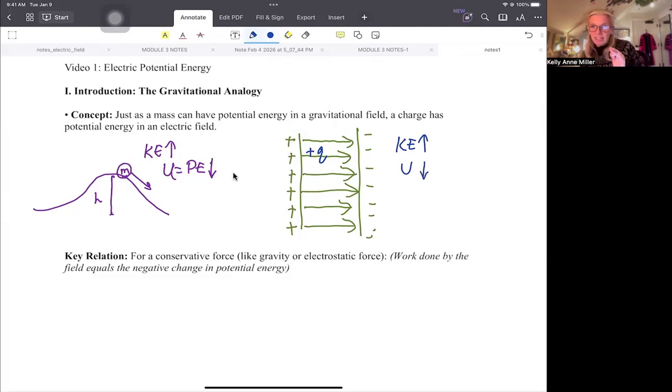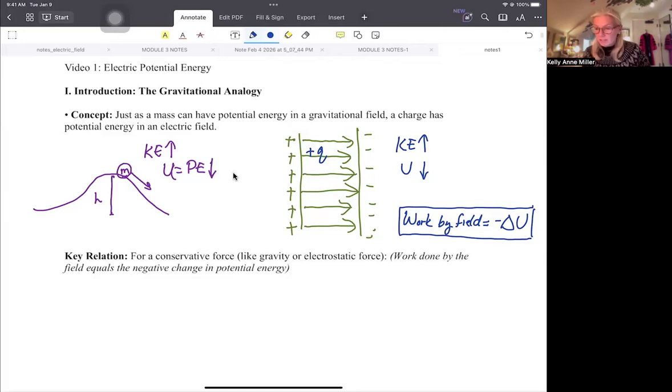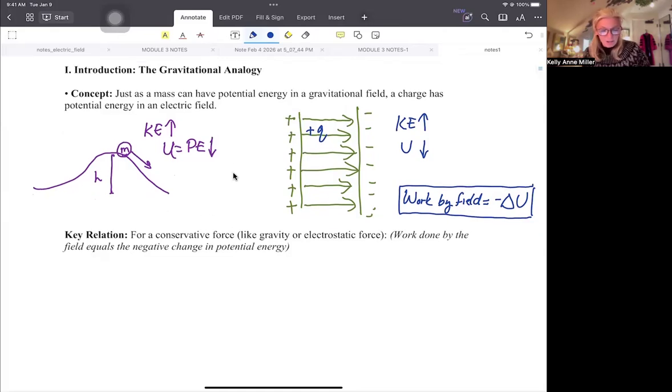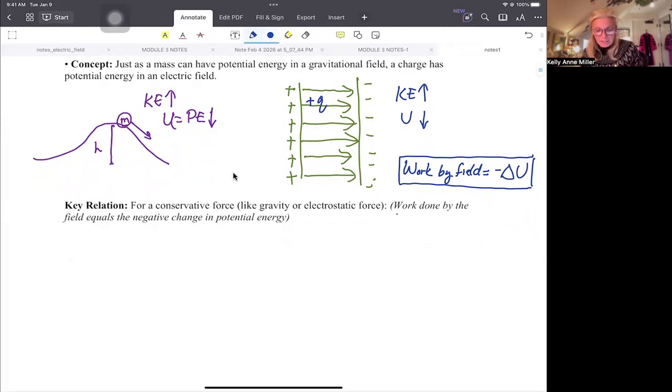Just like in mechanics, remember we said that the work done by the field is equal to the negative of the change in the potential energy. That is true for gravitational potential energy. It's also true for electric potential energy. So that's basically what this says: the work done by the field equals the negative change in the potential energy.